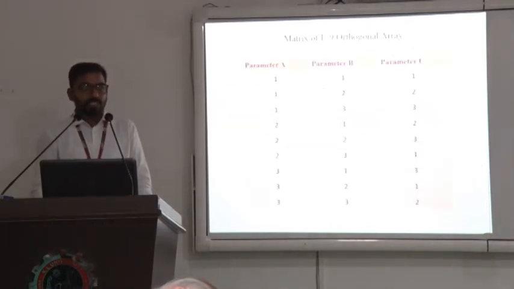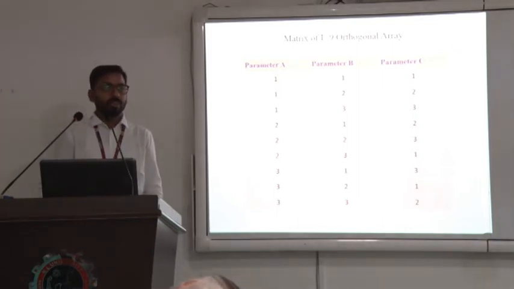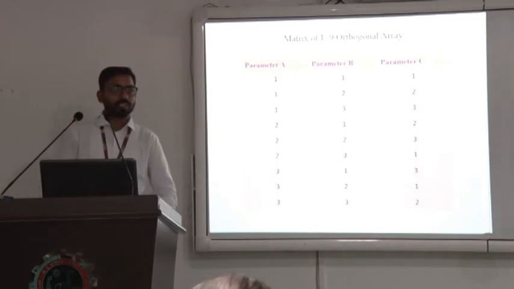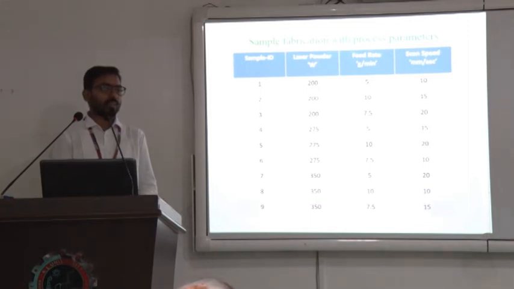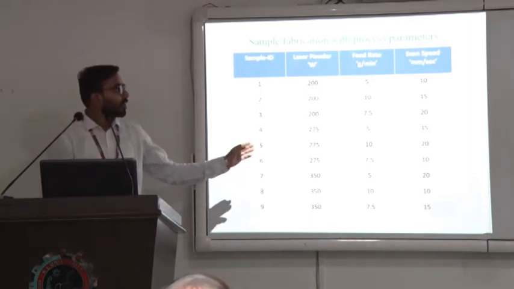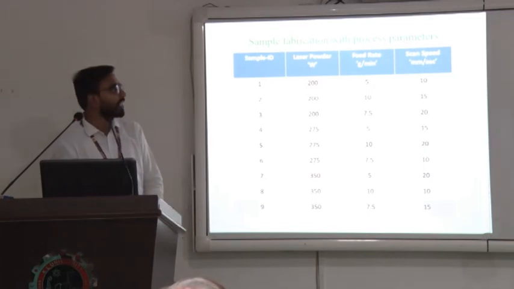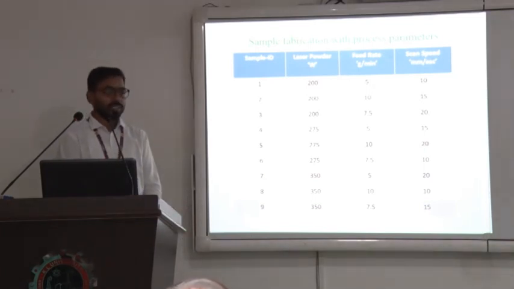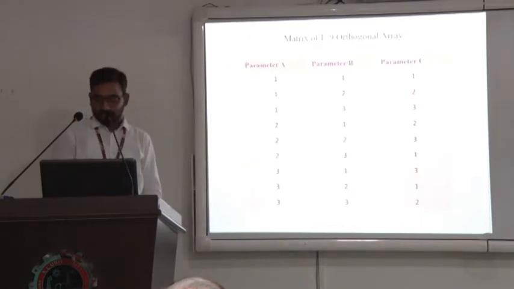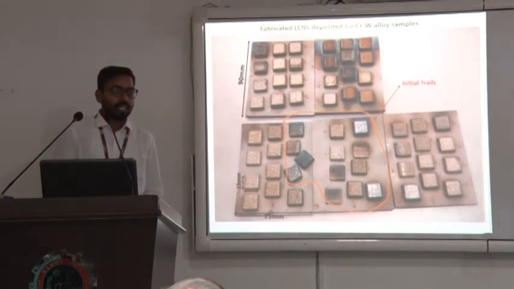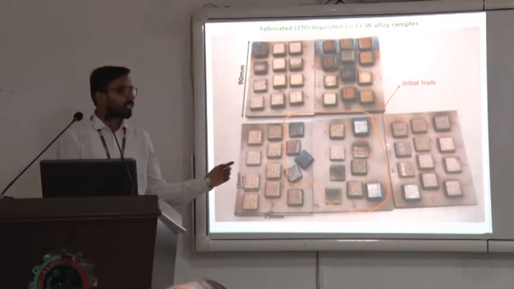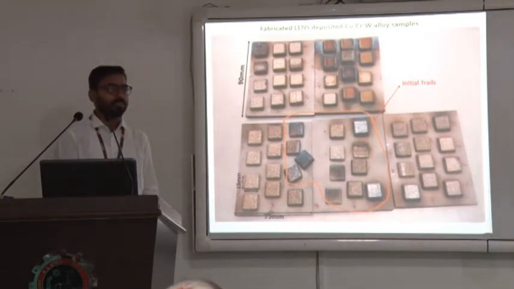This is the L9 orthogonal array matrix. According to this, we selected all the process parameters: laser power, feed rate, and scan speed, according to this matrix. These are the samples fabricated using the LENS machine at DMRL Hyderabad. The highlighted samples are initial trials to identify the process parameters for LENS deposition.